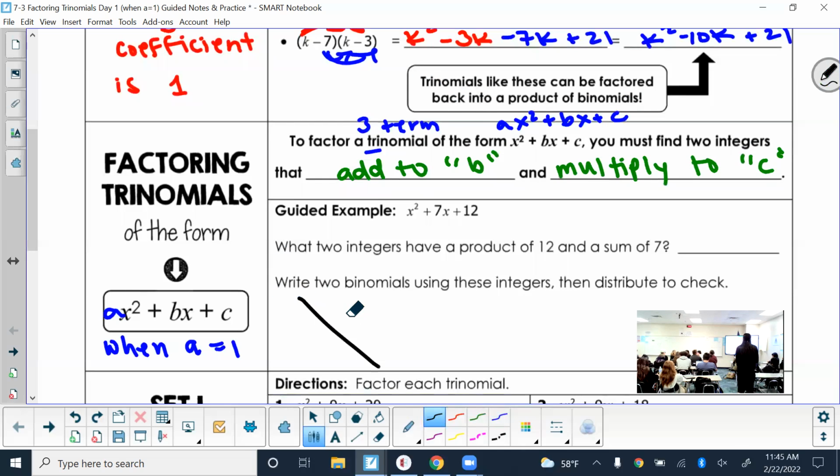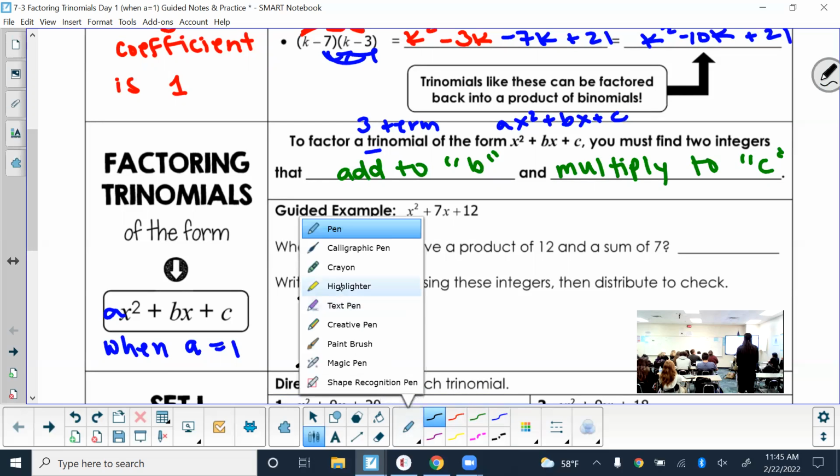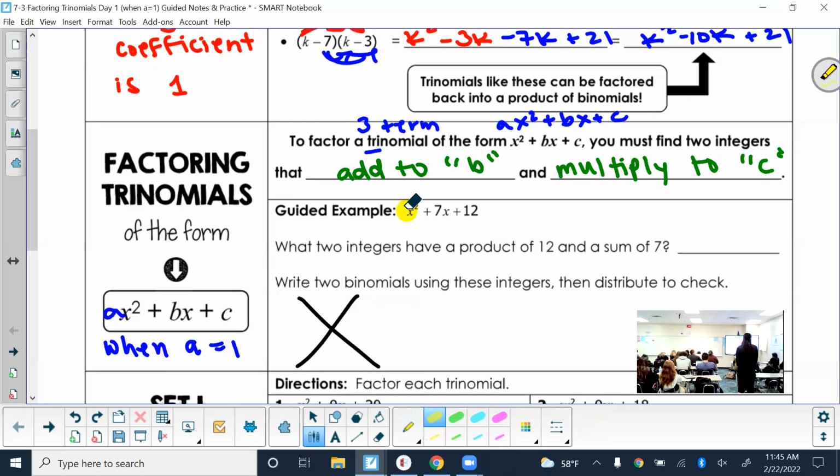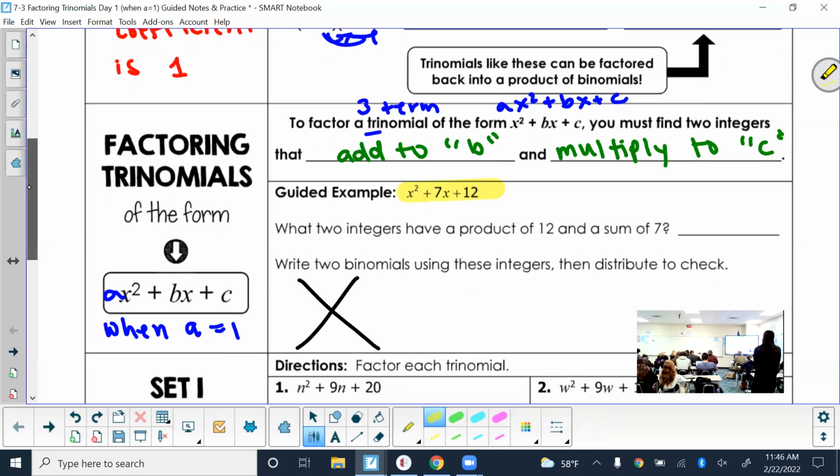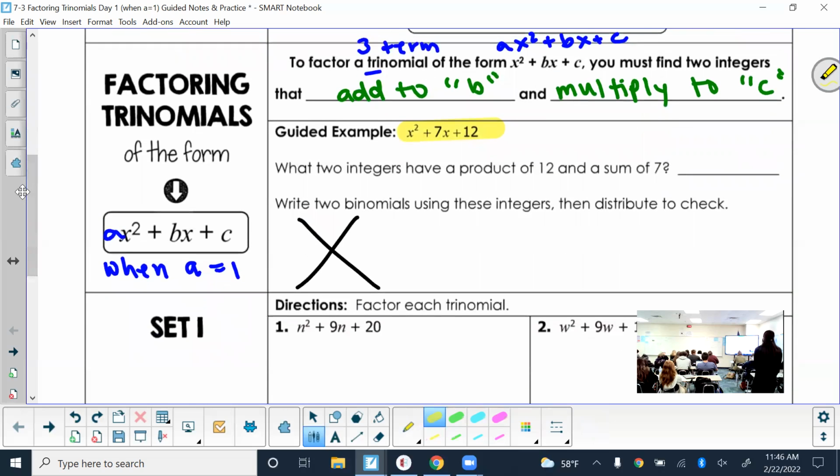So for the diamond method, we're going to draw our diamond. Here's our given example, x squared plus 7x plus 12. And instead of saying, oh, what 2 numbers add to b and multiply to c, we can just organize it with our diamond. All right. Our diamond on the top will be a times c.